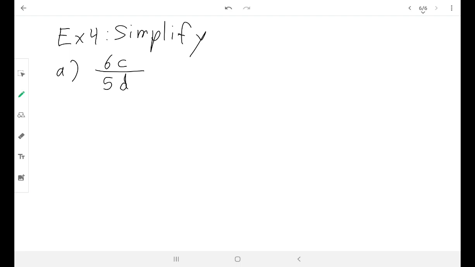This is example 4 out of the book for this section. And again, we're going to simplify here. And this has two parts to it. So part A is going to be 6c over 5d times 15cd squared over 8a.